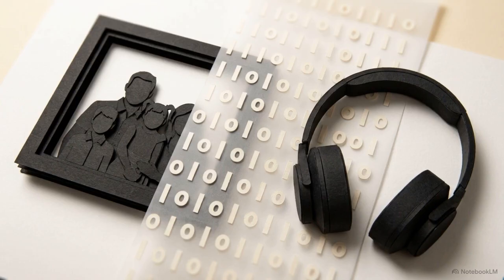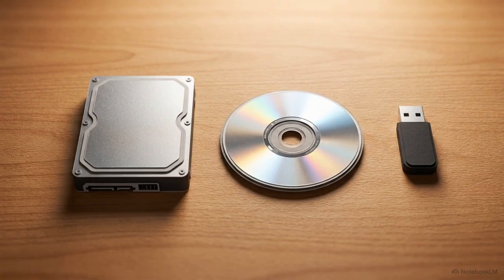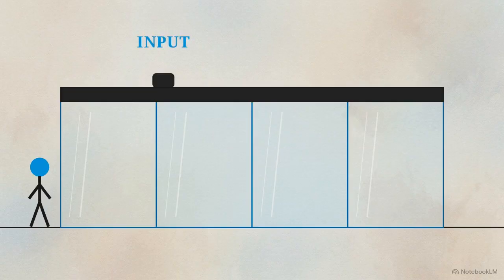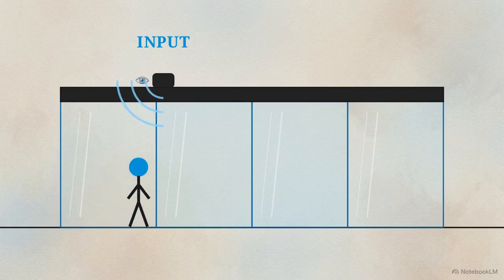Every photo and every song is saved as billions of these tiny on and off switches, resting securely inside those magnetic, optical, or electronic storage drives. Let's bring all these pieces together by looking at how an automatic door at the mall follows the IPO cycle. Step 1 is input. As you approach, a motion sensor detects you and sends that data into the system.